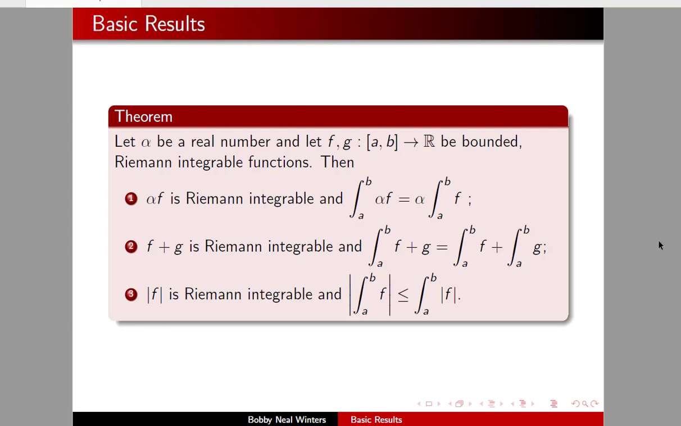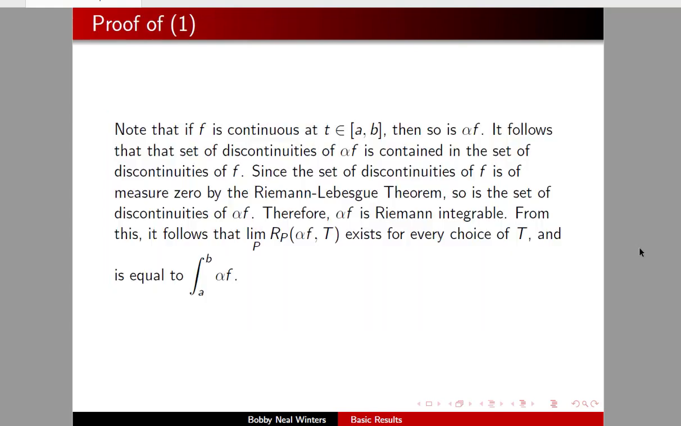f plus g is Riemann integrable, and the integral of f plus g is the sum of the integral of f plus the integral of g. And the absolute value of f is Riemann integrable, and the absolute value of the integral of f is less than or equal to the integral of the absolute value of f. Okay, let's prove some of this stuff.